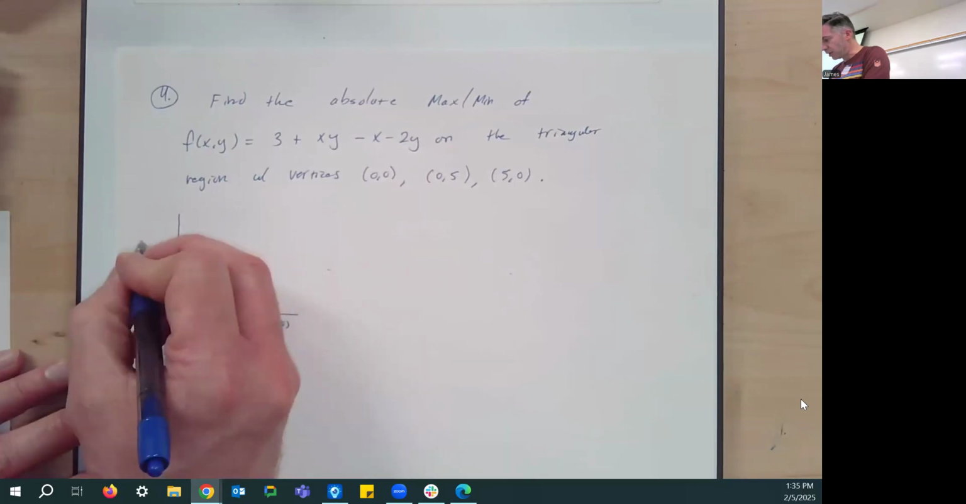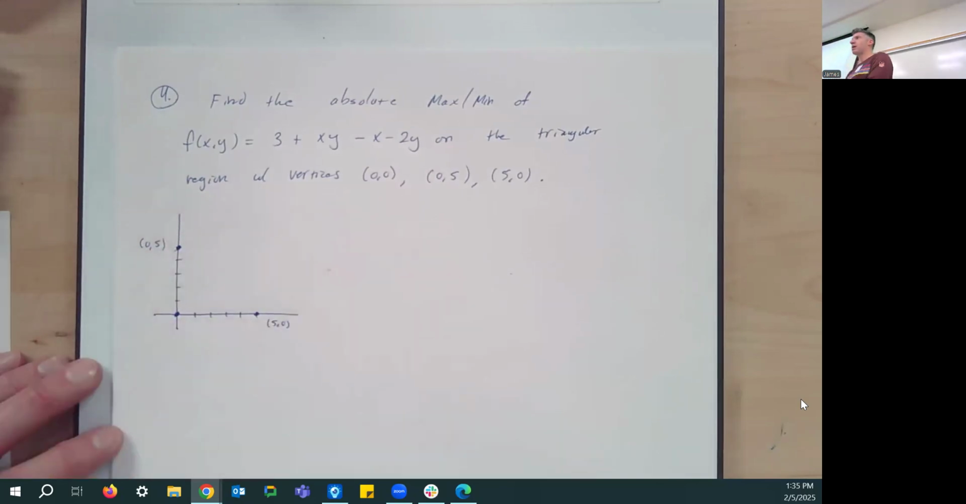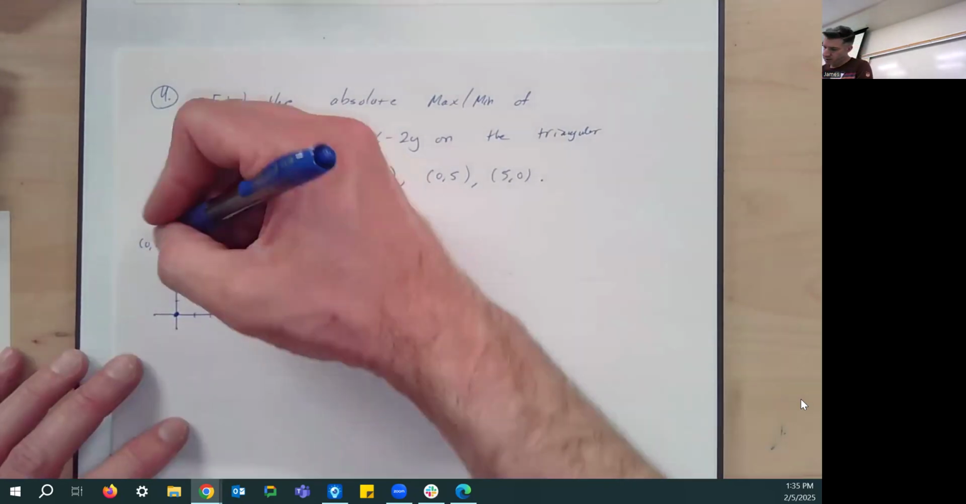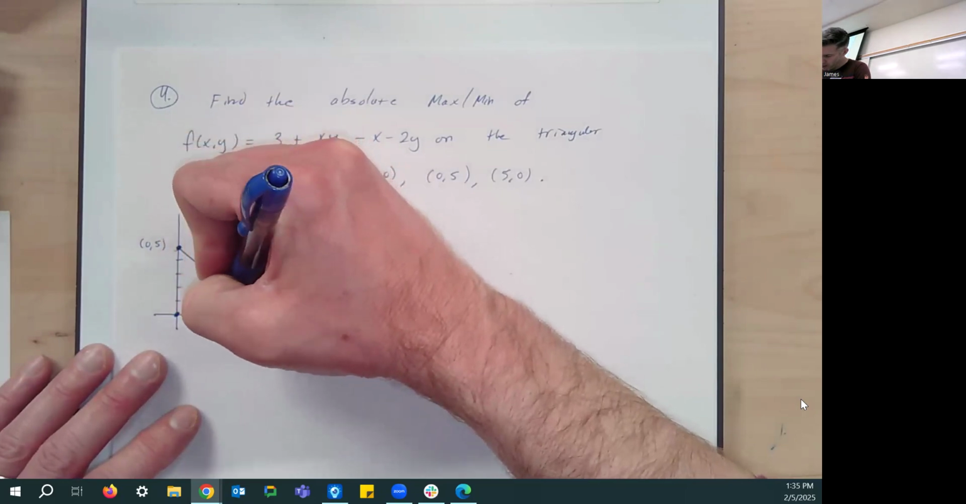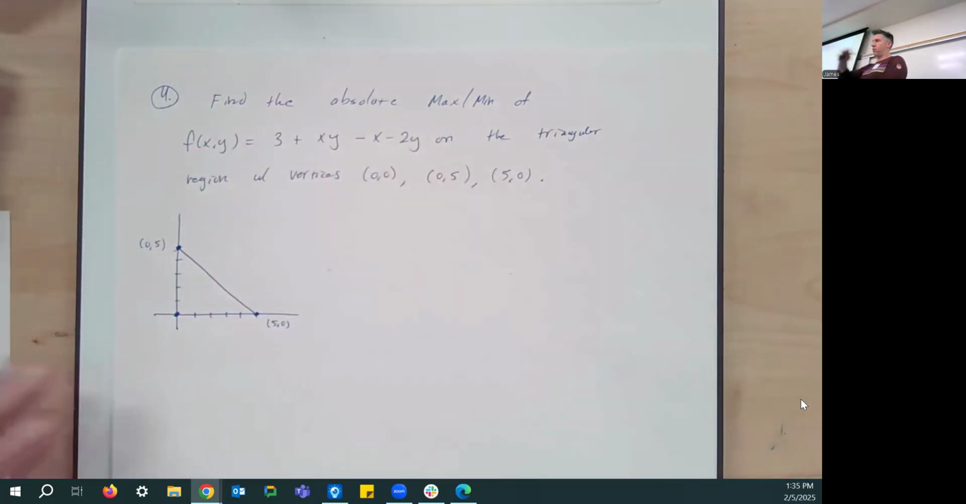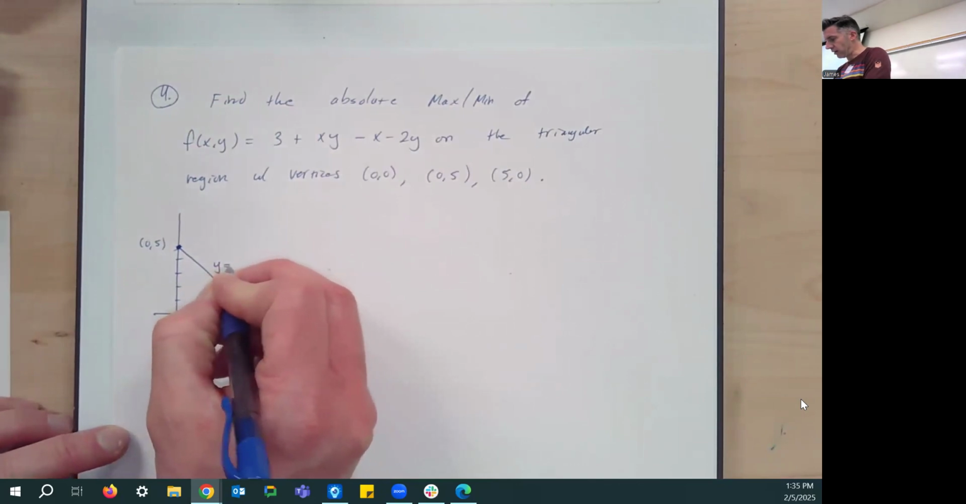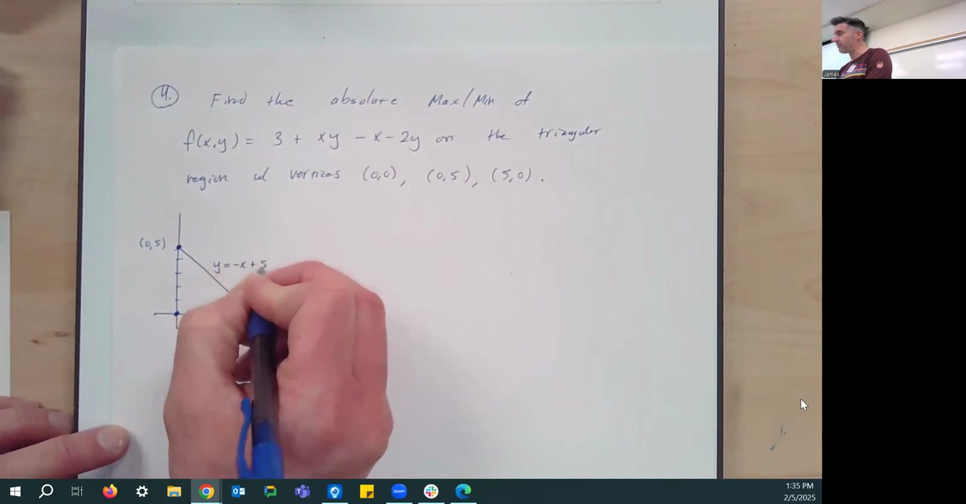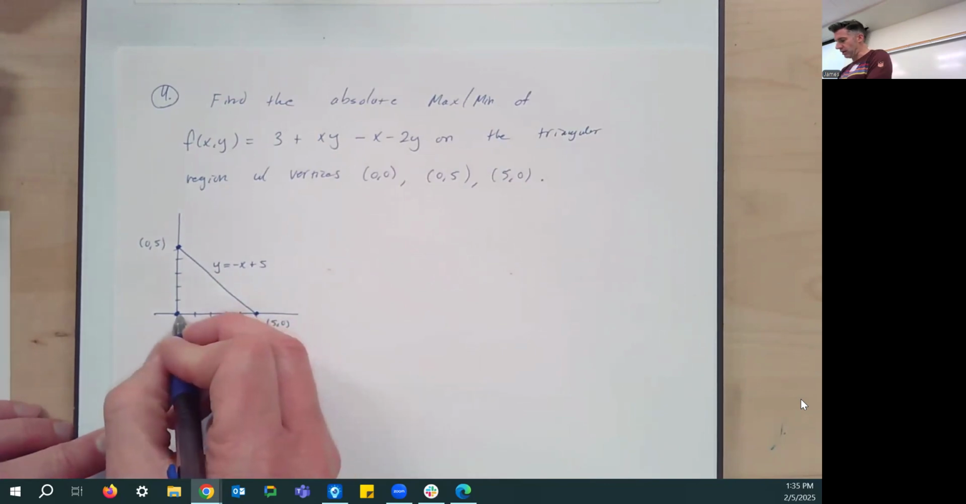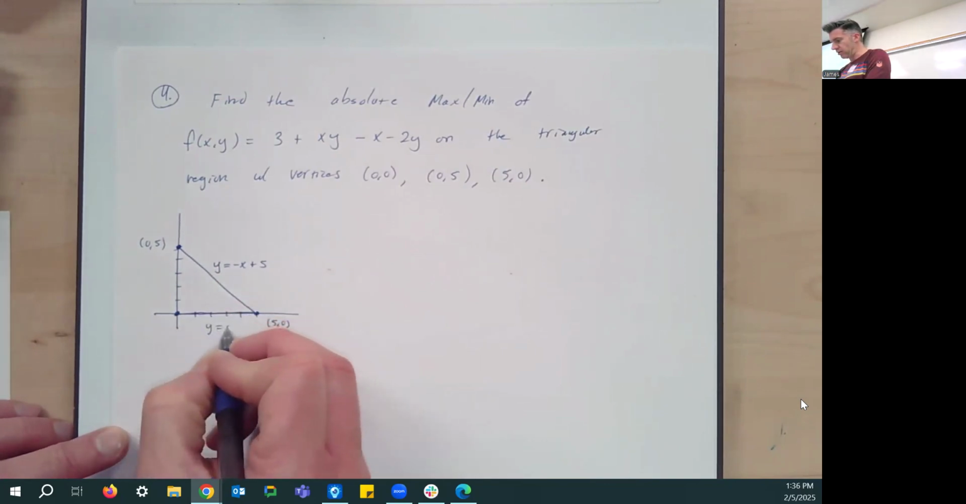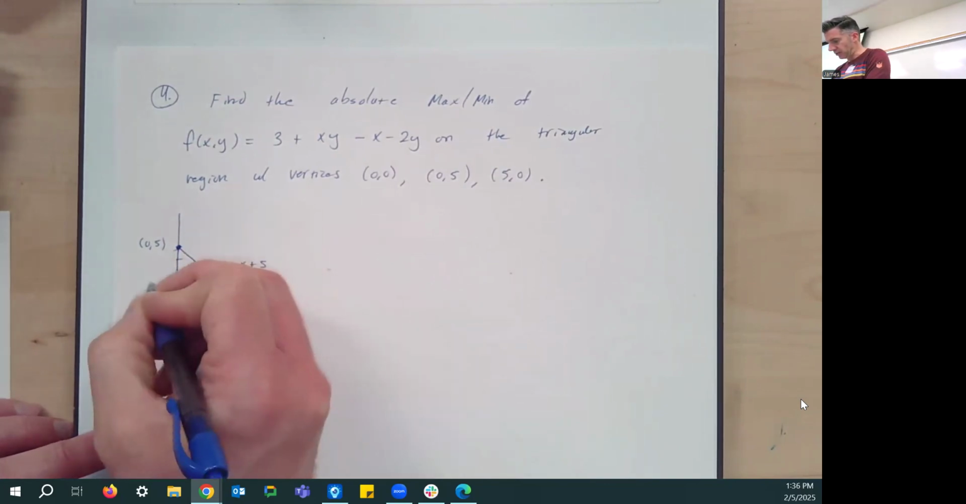Most of the time with these absolute max/min problems, if your region is triangular, it is almost always going to be the case that the non-vertical or horizontal part of the triangle is a line whose slope is either positive or -1. It doesn't have to be that, but it almost always is. This line here has an equation of y equal to -x plus 5. This side here is y equal to 0. This side here is x equal to 0.